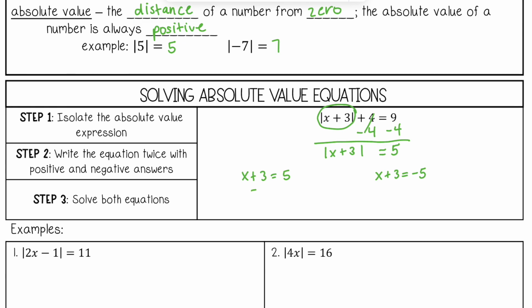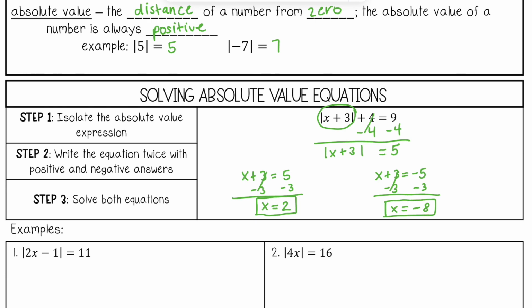So subtract 3: 3 minus 3 is 0, so x equals 2. That's one answer. And then subtract 3, 3 minus 3 is still 0, so x equals -8.